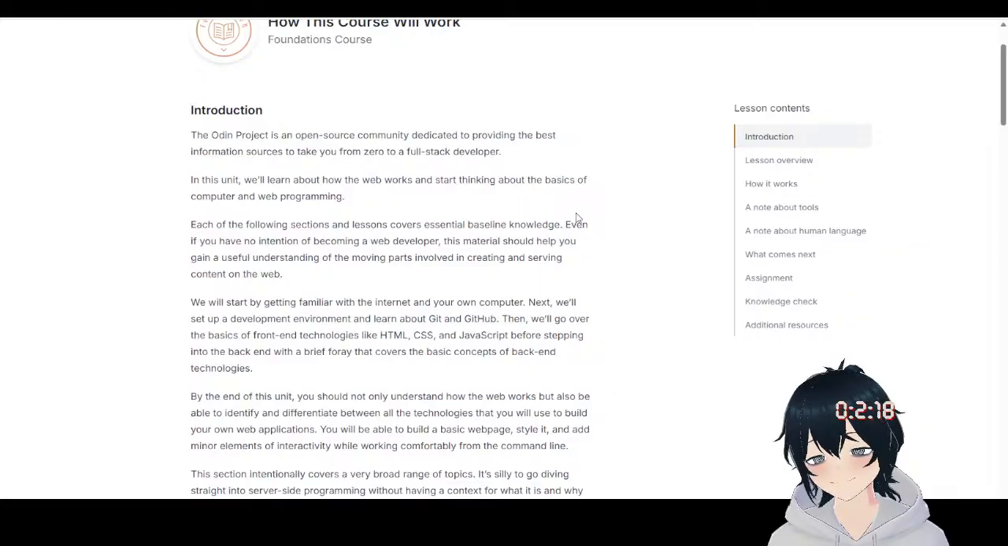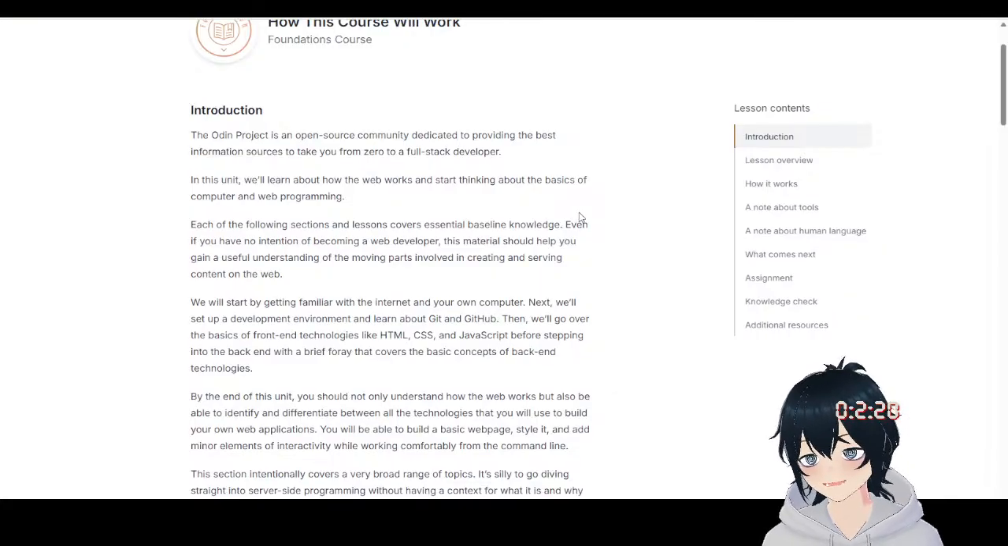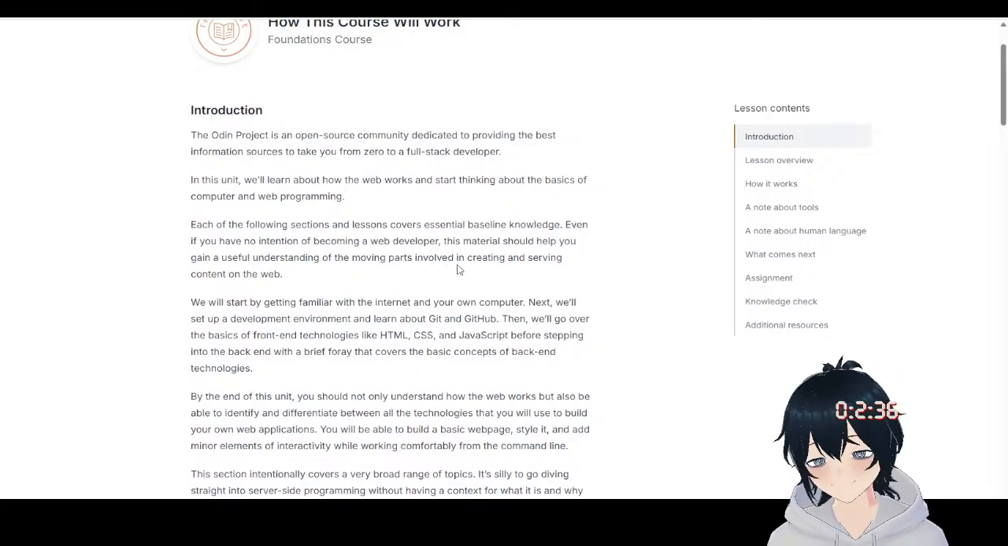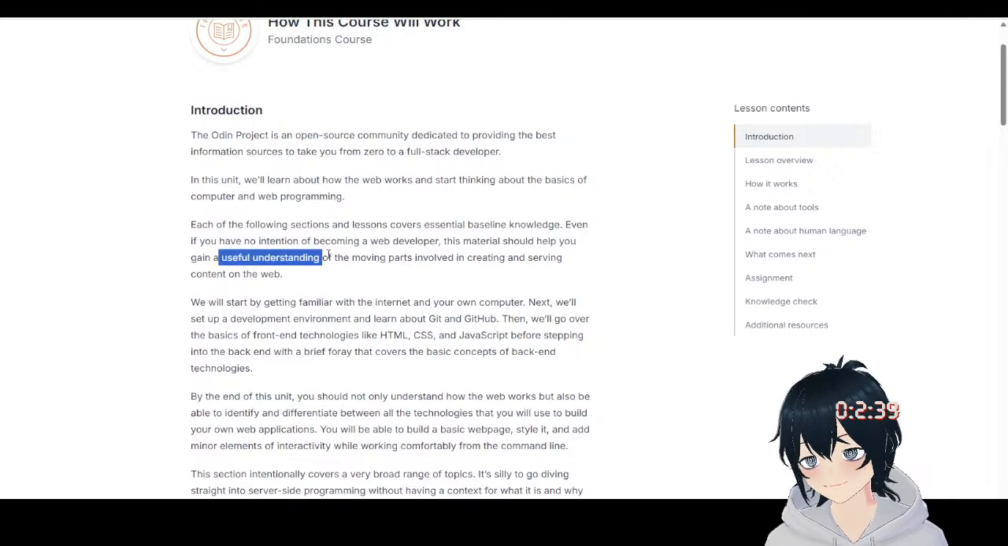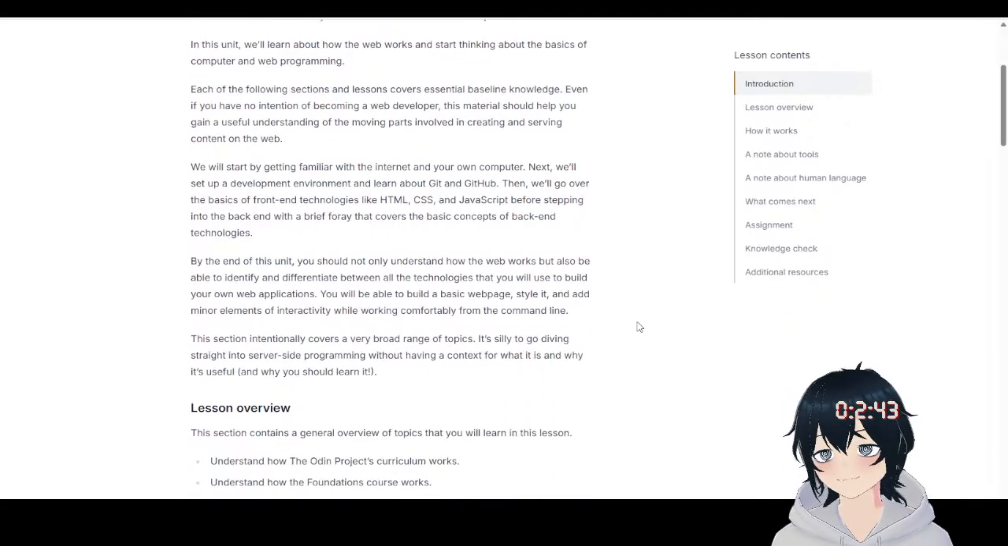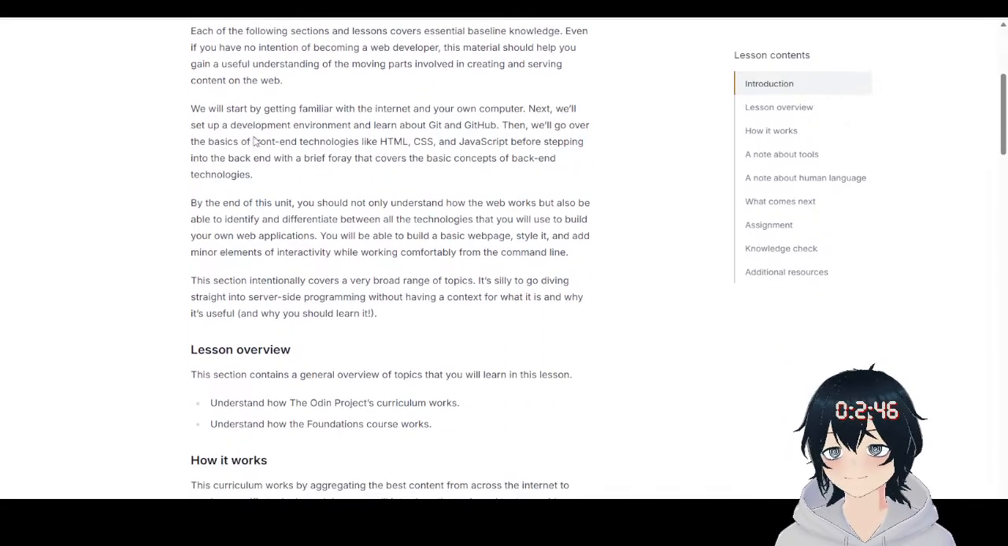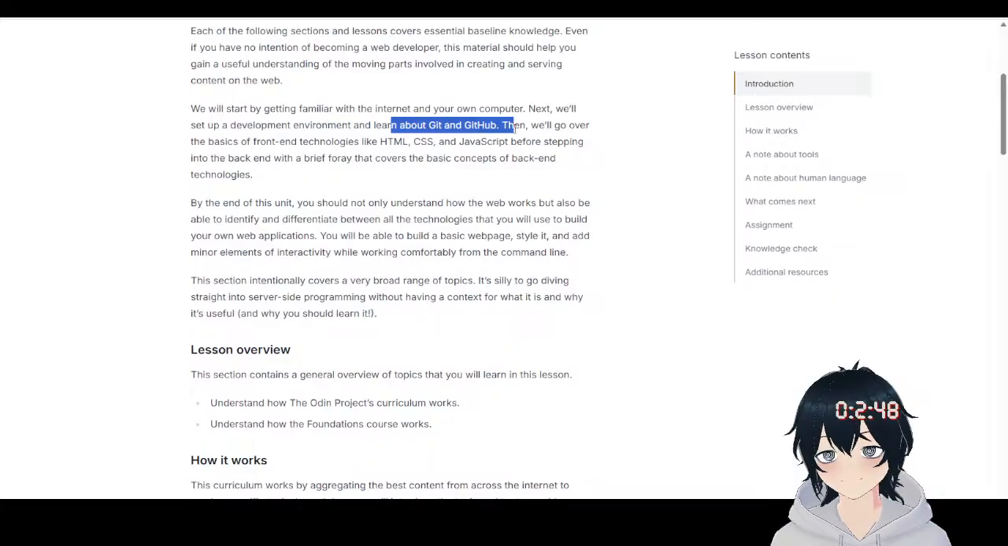The Odin Project is an open source community dedicated to providing the best information sources to take you from zero to full stack developer. In this unit, you'll learn about how the web works and start thinking about basics of computer and web programming. Each of the following sections and lessons covers essential baseline knowledge, even if you have no intention of becoming a web developer. This material should help you gain a useful understanding of the moving parts involved in creating and serving content on the web. Start by getting familiar with the internet, and in the next we start developing an environment to learn about Git and GitHub.